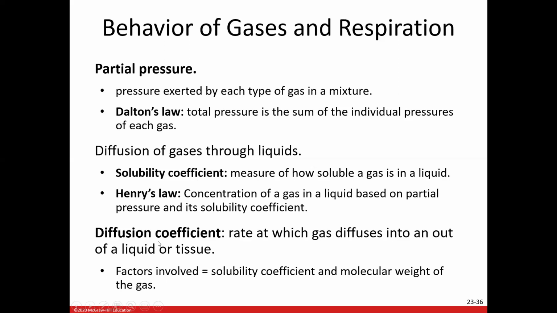Then we have, lastly, what's called our diffusion coefficient, and this is just the rate that a gas, or carbon dioxide or oxygen, can move into or out of a liquid or tissue. So we're going to have oxygen moving out of the alveolar tissue into the blood. We're going to have carbon dioxide moving out of the blood into the alveolar tissue to be removed from the body. You're going to have oxygen and carbon dioxide being diffused across whatever tissues we're looking at. And ultimately, how quickly something can diffuse is going to depend, again, on that solubility coefficient, as well as how heavy the actual gas is.